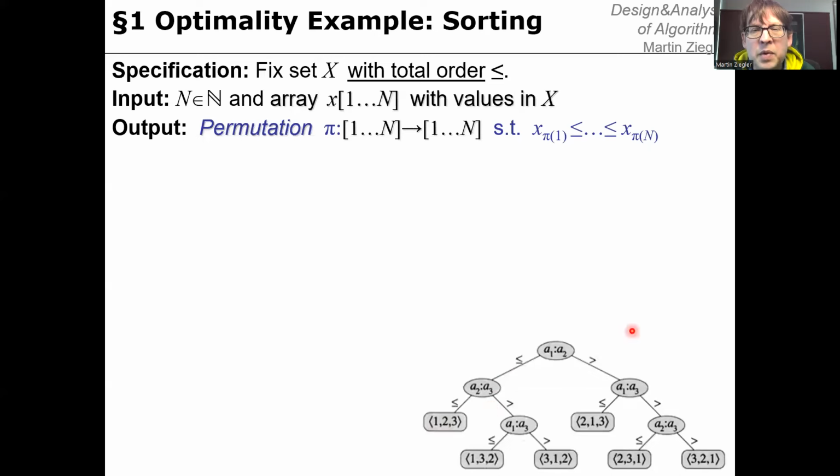Another example, let's suppose the input is 3 to 1, which is not sorted. In this case, the first comparison results in the algorithm proceeding to the right because 3 is greater than 2.